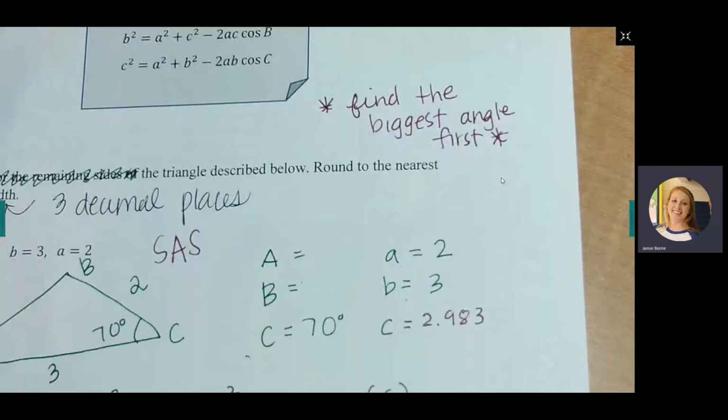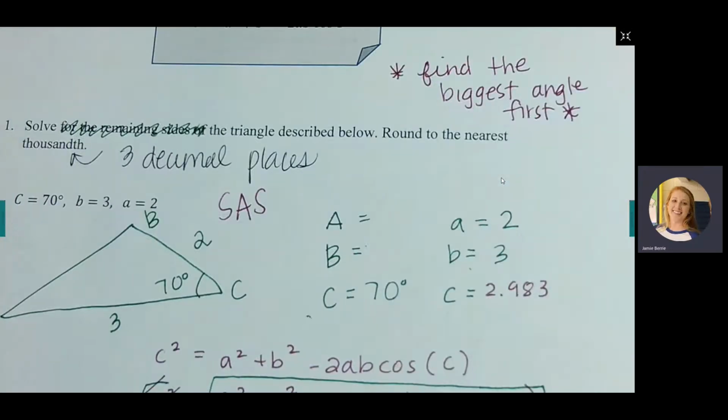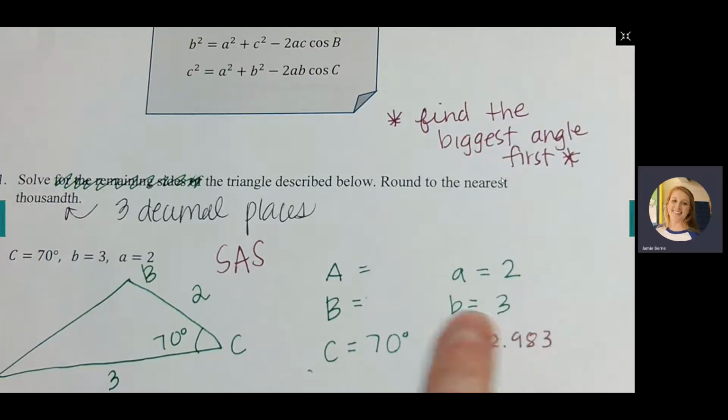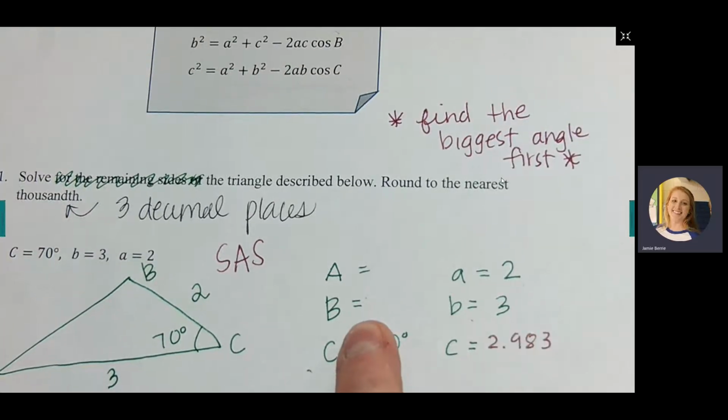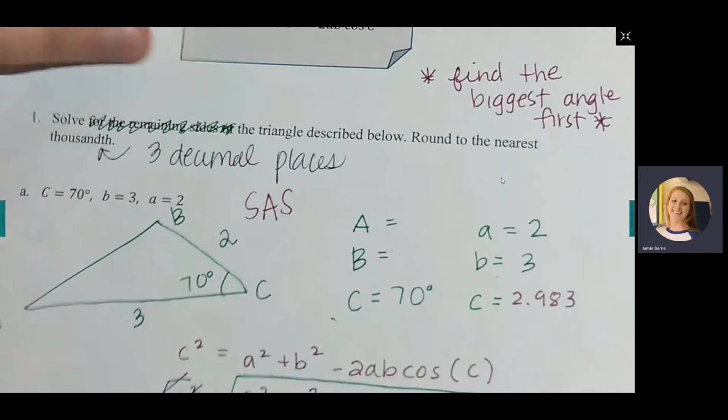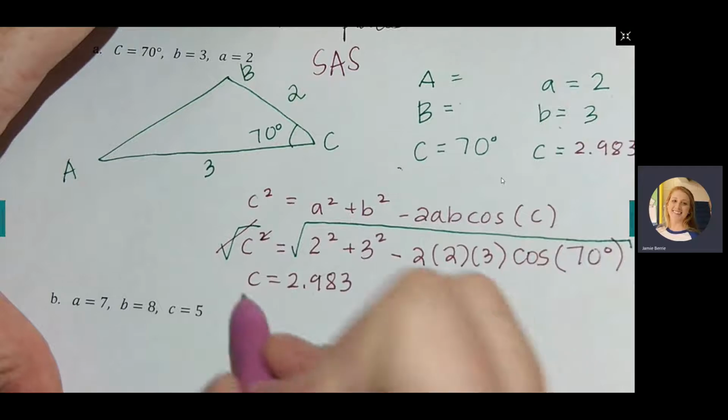All right, so find the biggest angle first. That goes for any problem like law of cosines or law of sines. You should always start with finding your biggest angle. So let's see, our biggest side is side B, so that means our biggest angle will be angle B. So we're going to find angle B next. We're going to use law of sines.